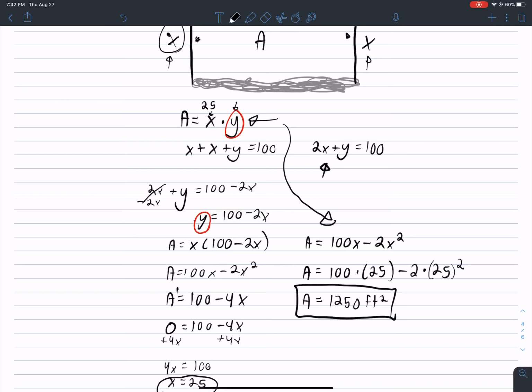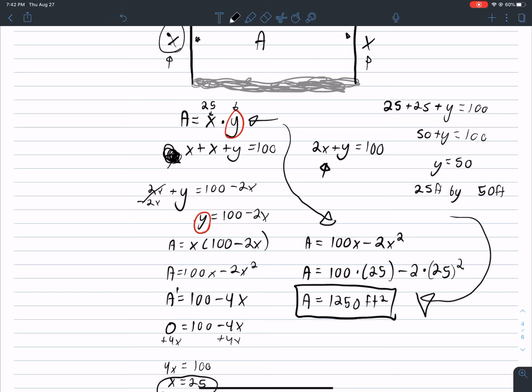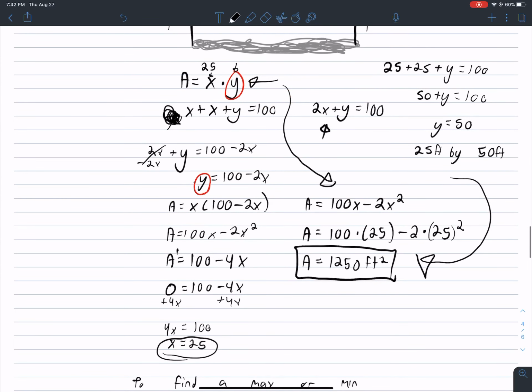Real quick, if it was asking for the dimensions, all you'd have to do is plug it into this equation right here. You know x is 25, so 25 plus 25 plus y equals 100. So 50 plus y equals 100, so y equals 50. Then you know your dimensions are 25 by 50 feet. Don't forget your units. And 25 times 50 is equal to 1,250. So that's an optimization problem.